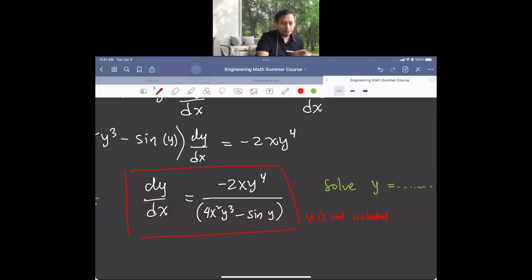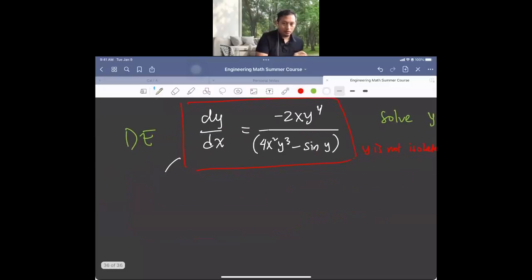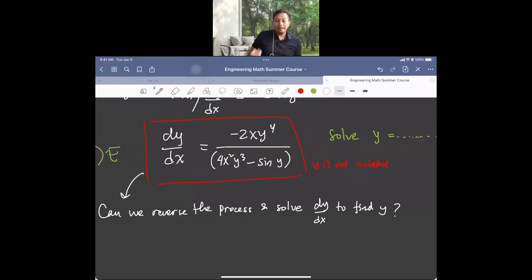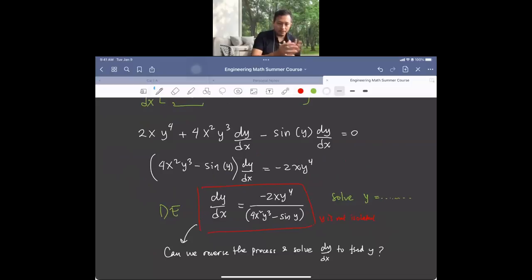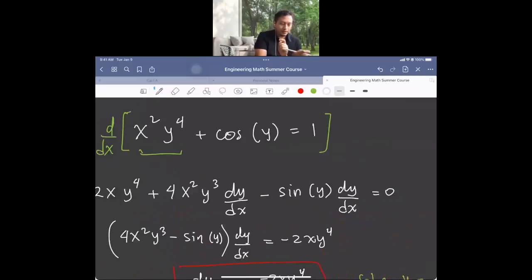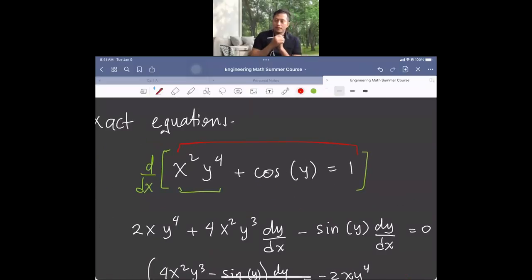Okay. So if we are given these questions, the question next is, can we reverse the process and solve dy dx to find y? And that is actually the big idea of our exact equations. I will just give you the context, okay? So the context here is we want to reverse this and find this, okay?